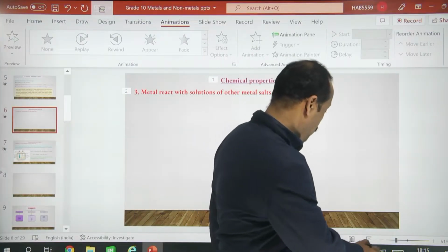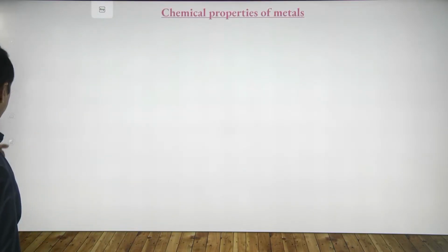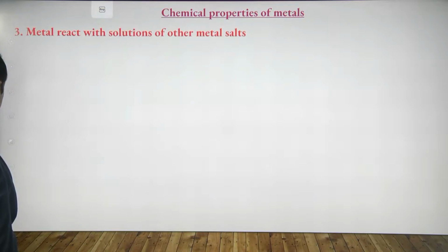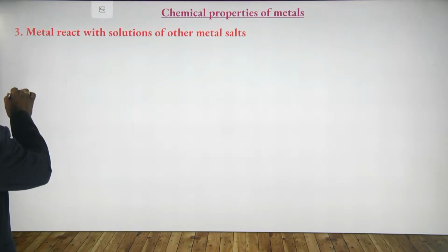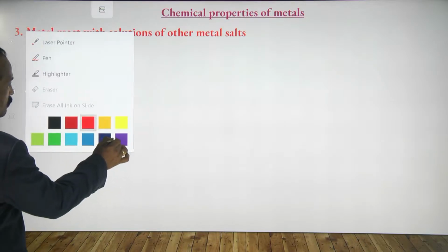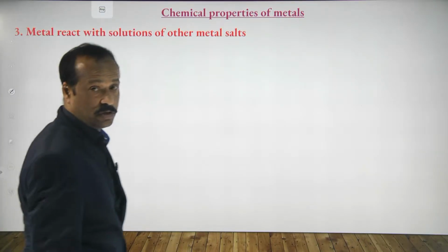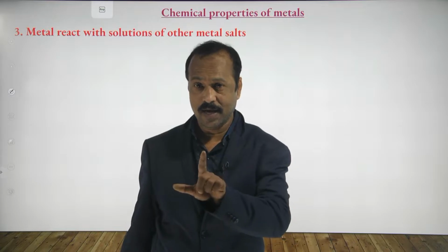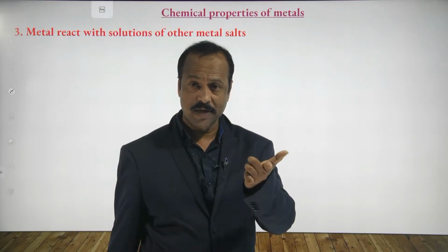We are doing the properties of metals, and in the previous class we already discussed two properties of the metals. Now today we are going to discuss the third property. So what is the third property? The third property is that metals react with the solutions of other metals. So students, see here, metal reacts with other metal solution.